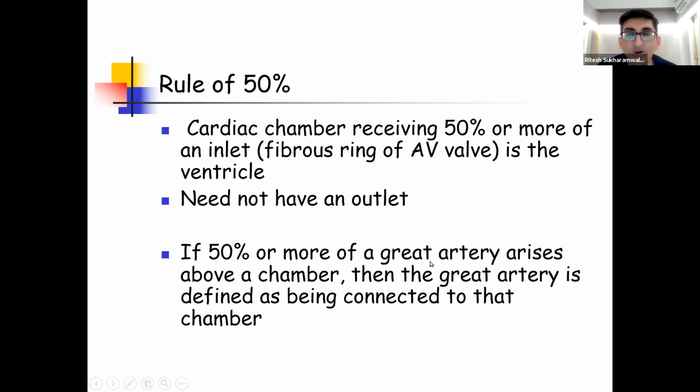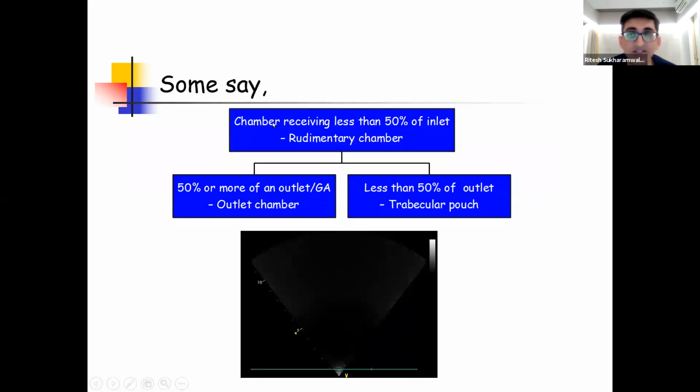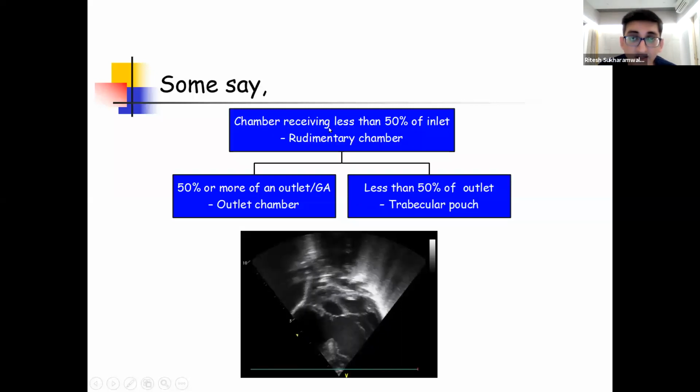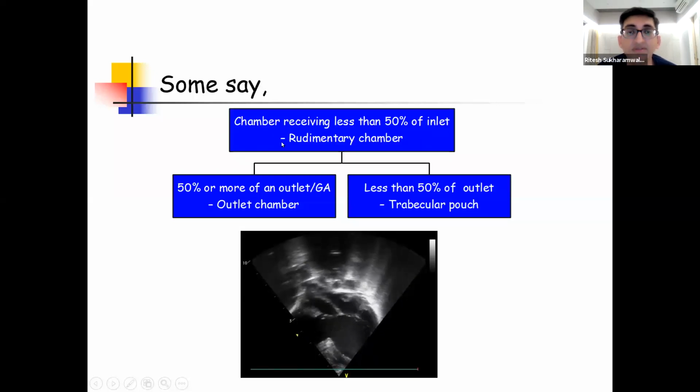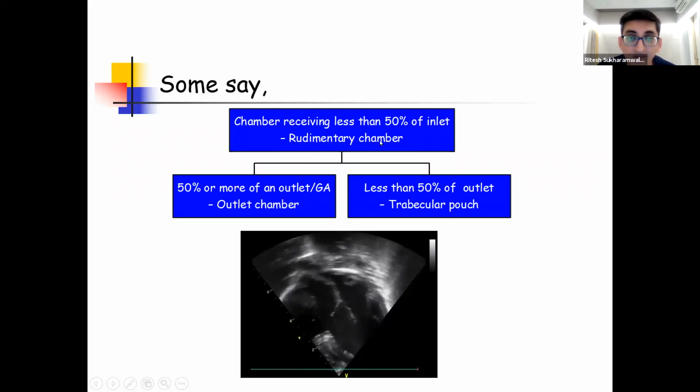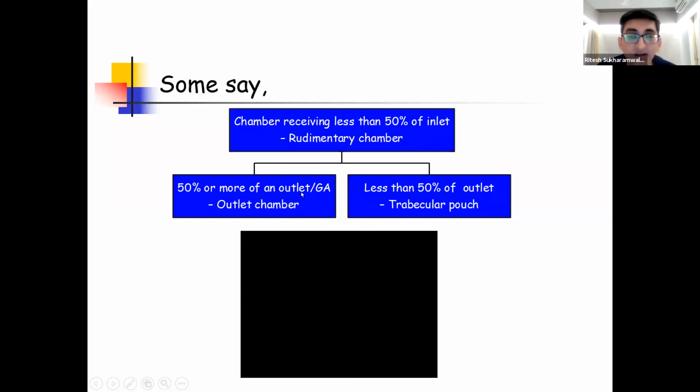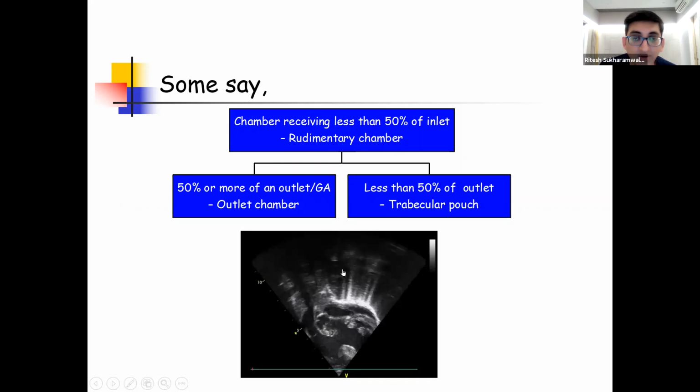If 50% or more of the great artery arises from above the chamber, then the great artery is defined as connected to that chamber. But if the chamber is receiving less than 50% of the inlet, then we don't call that ventricle a ventricle, but it is known as a rudimentary chamber. And if this rudimentary chamber has more than 50% of the outlet vessel, then it is known as an outlet chamber. And if this rudimentary chamber does not have an adequate outlet, or less than 50% of the adequate outlet, then it is known as a trabecular pouch.